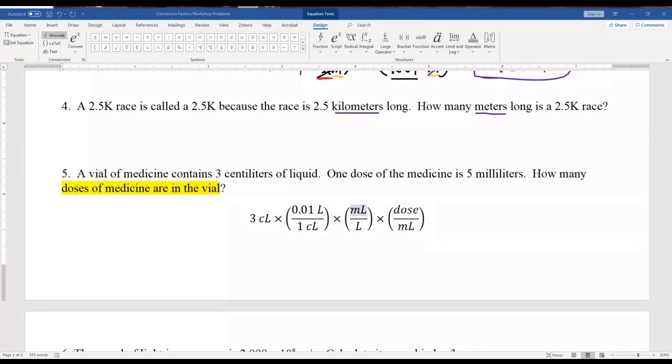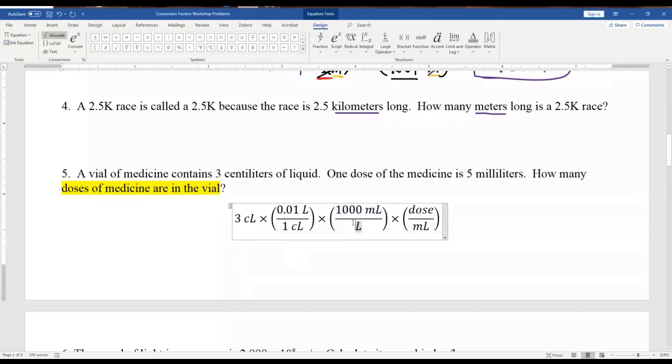What do you think? How many milliliters are in a liter, or how many liters are in a milliliter? Okay, 1,000 milliliters. You want to do the 1,000? That's totally fine. And that's in how many liters? You got it. Now, how many milliliters in a dose? Yep, there we go. So 5 milliliters in one dose.